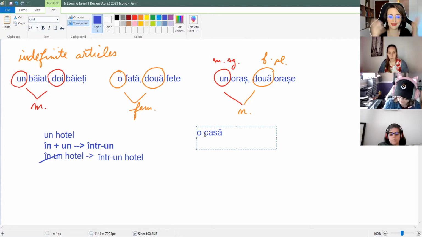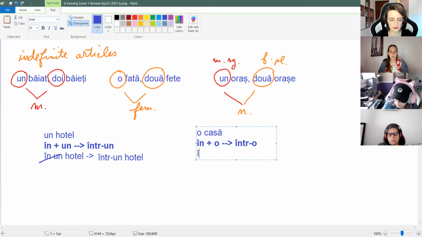Într-o casă. Bingo. Yes. So see, there is a similar rule. Un plus o equals într-o. So then you're not going to say în o casă. I will write them both, în o casă, but you will write într-o casă.